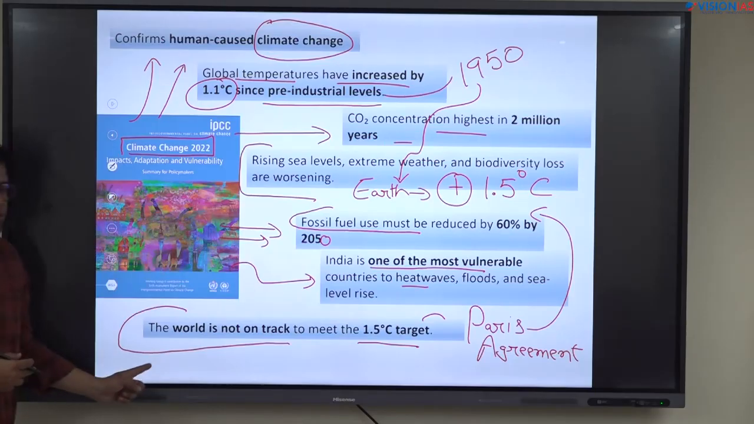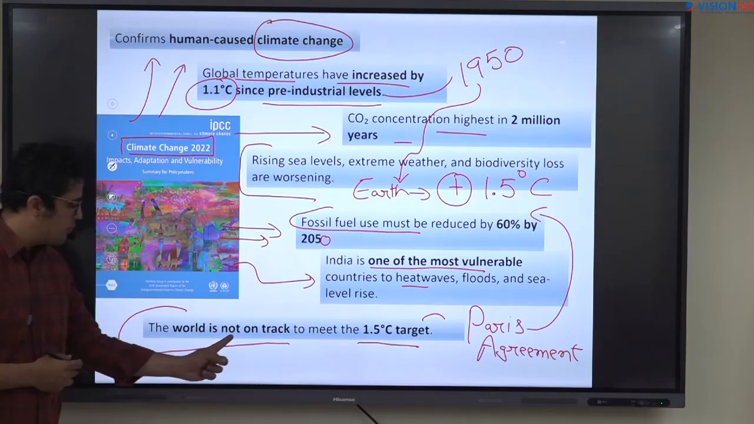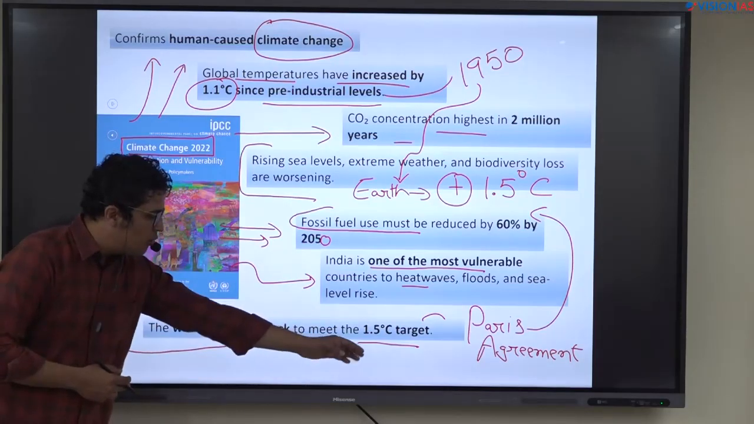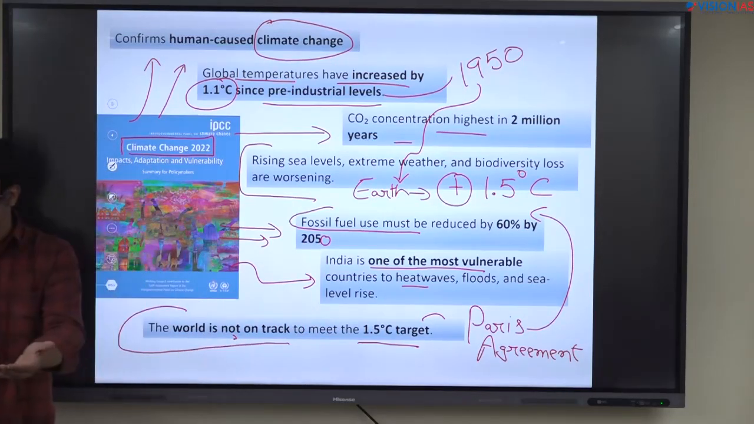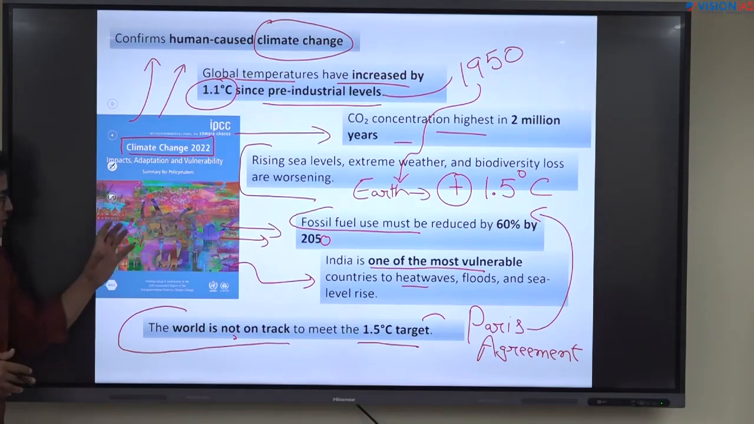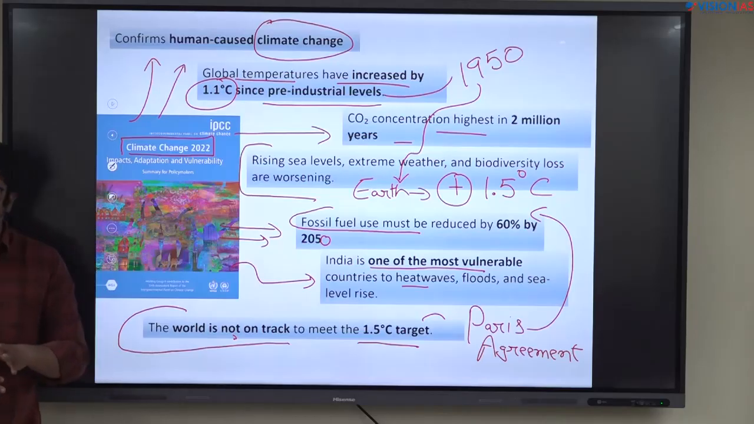What the report says is that the world is not on track. That means global warming will go beyond this. Earth's temperature will increase more than 1.5 degrees Celsius. And there would be so many problems that you will see related to climate change. So this report presents an alarming image of what is happening at present and what can be the future scenario.